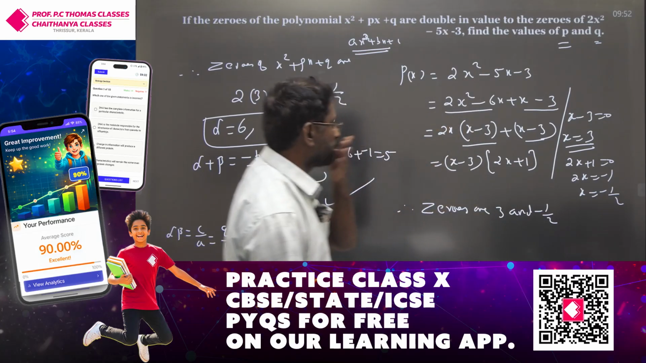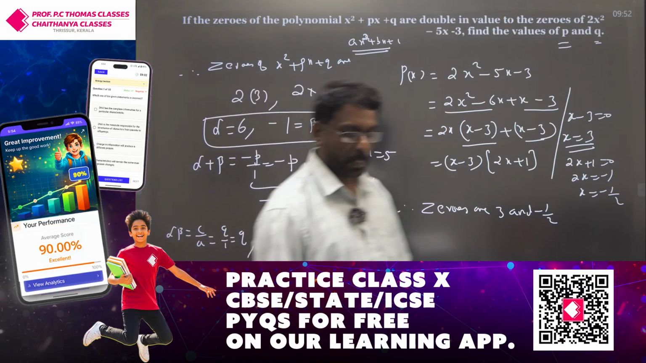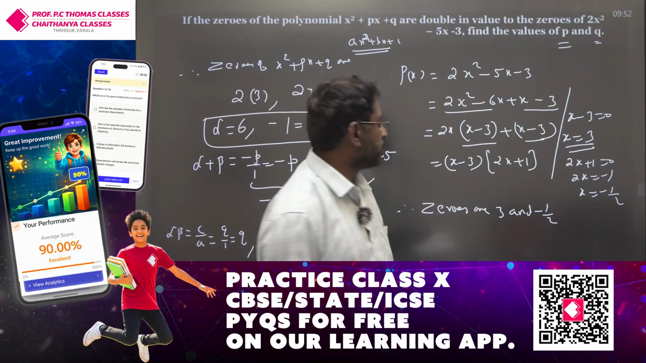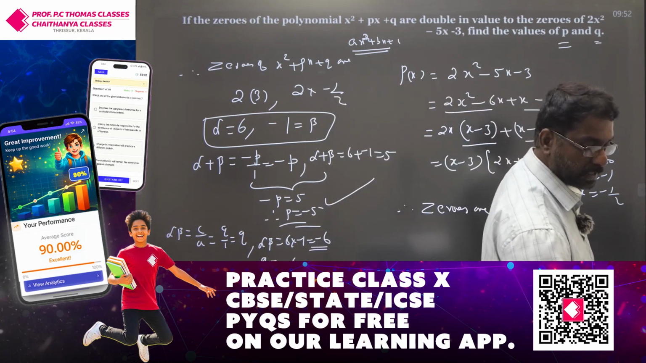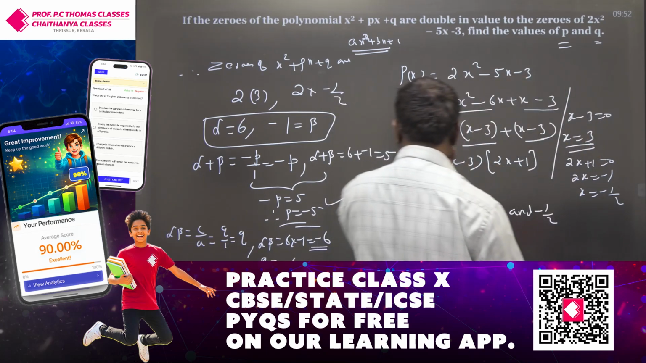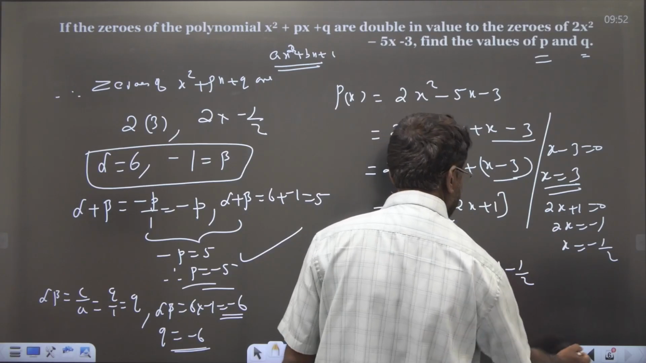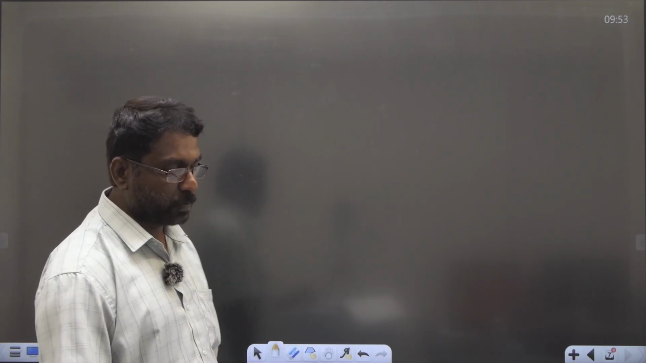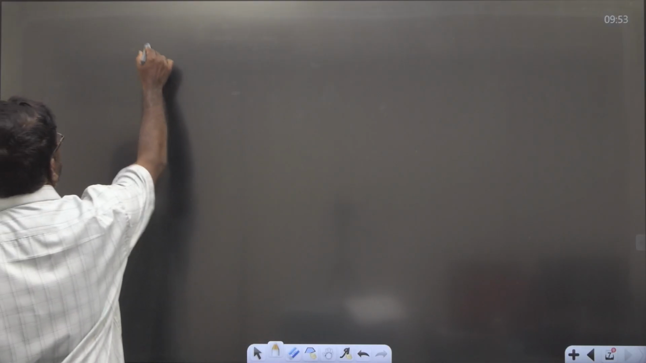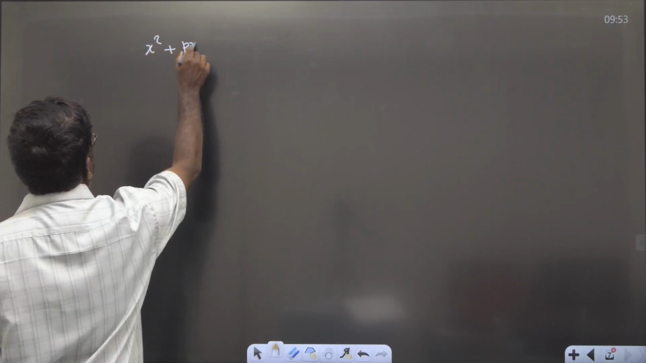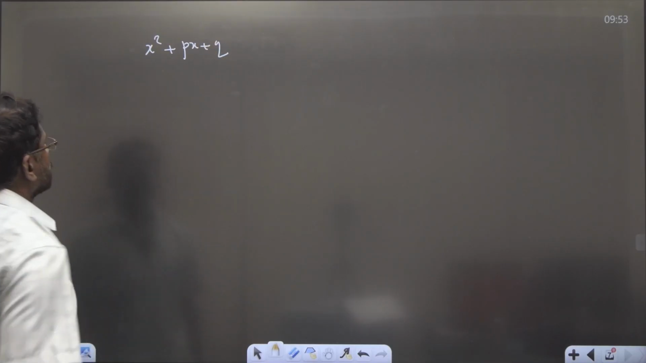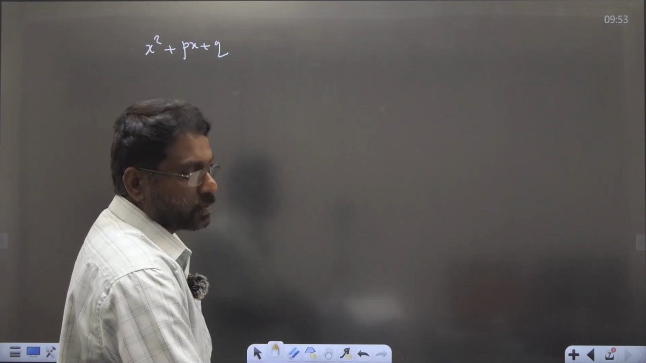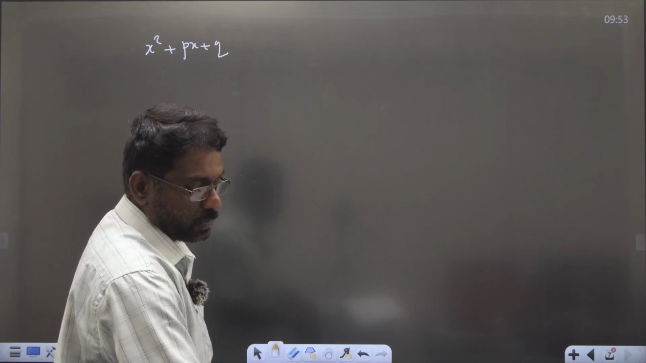Very important type question. I can give you one additional question that is not in the board. You can write it as, if the zeros of the polynomial x square plus px plus q.